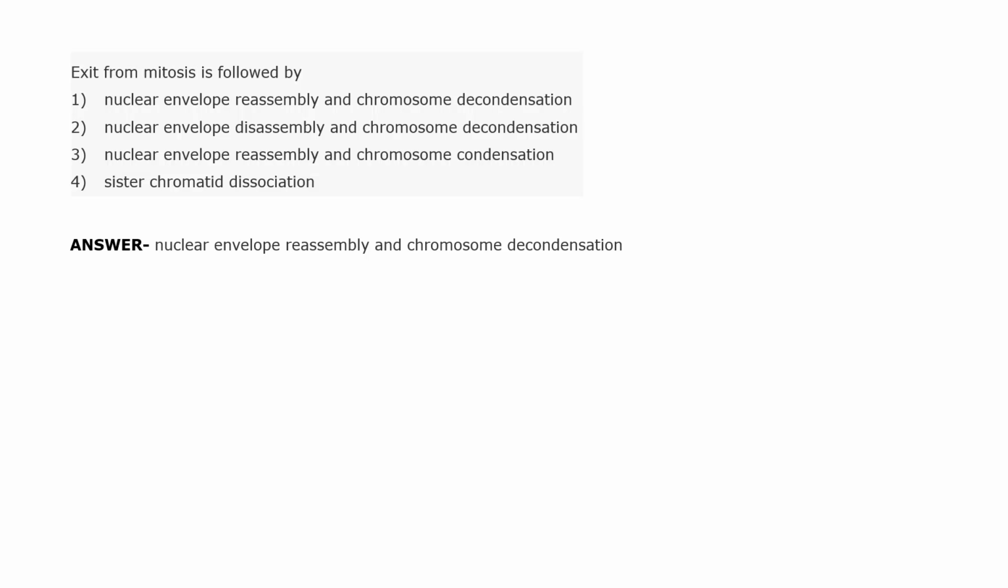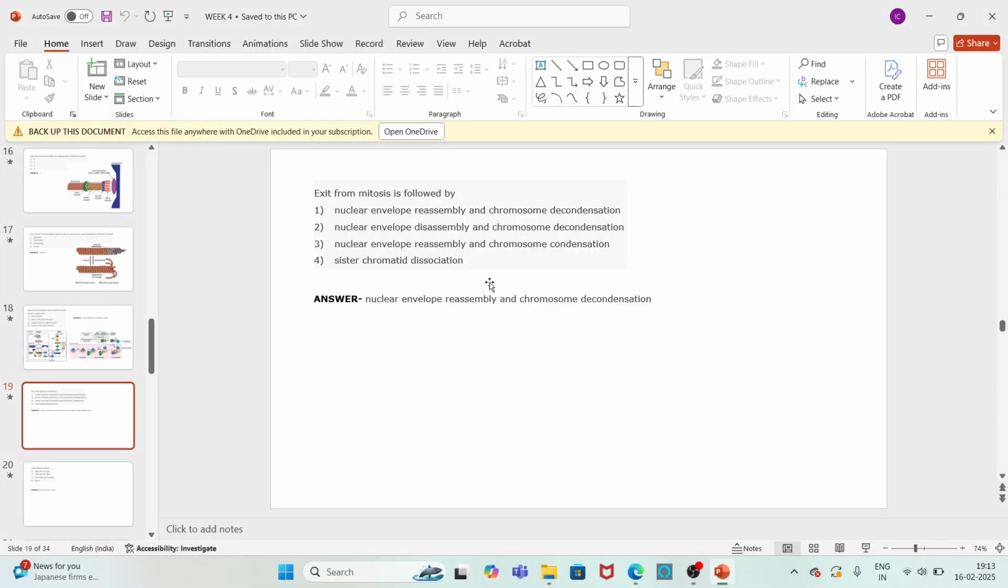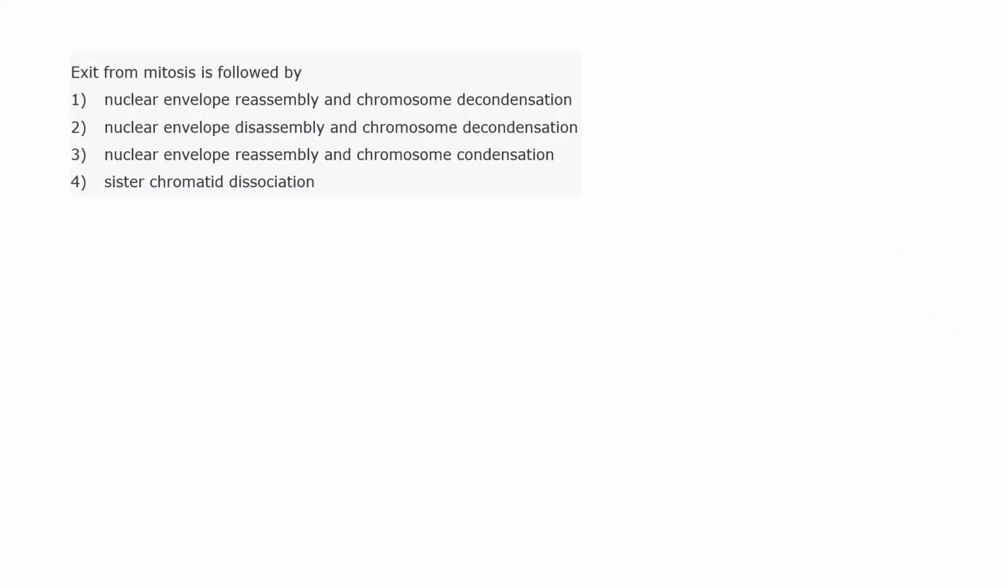So that actually takes place once the cells start to exit from mitosis, and so the answer to this question is that at the telophase stage nuclear envelope reassembly and chromosome decondensation take place. So I think the answer to this question is clear. Does anyone have any doubt? Okay, so I suppose it's clear. I will just move on to the next question.